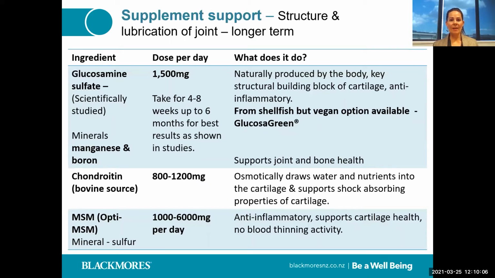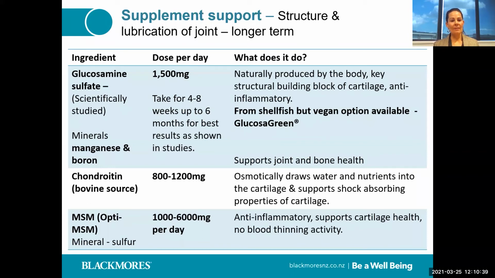So these supplements are more for the structure and lubrication of the joint, and they're the longer term support supplements. So with glucosamine, it's best to take for 4 to 8 weeks up to 6 months for the best results as shown in studies. So glucosamine sulfate is scientifically studied, and at a dose of 1,500 milligrams a day, it's shown to reduce inflammation and helps with the structure and with the building blocks of cartilage. And that's what we naturally produce in our body, but it declines with age.